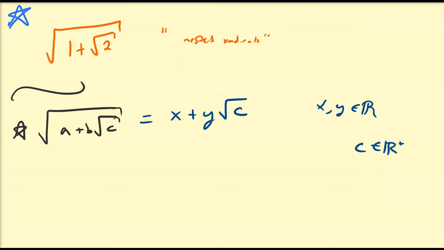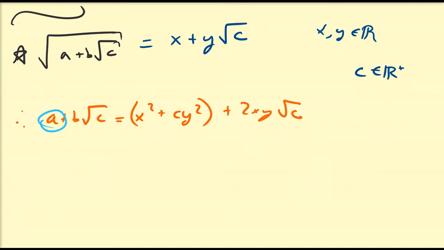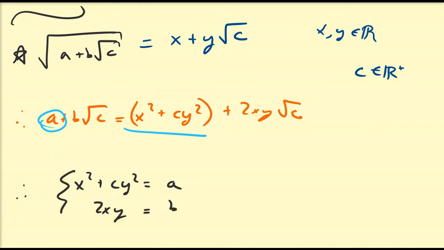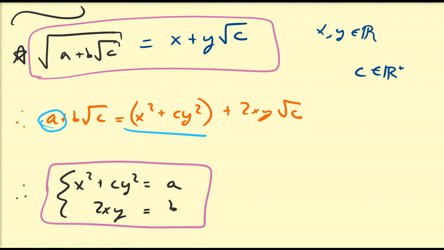All right, if this is the case, we can square both sides of this equation to give us a plus b square root of c is equal to x squared plus c y squared plus 2xy times the square root of c. And then we can construct a system of equations by equating both sides of this radical expression. So we get this system: x squared plus c y squared is equal to a, and 2xy is equal to b. So this is the general system for solving problems like this.